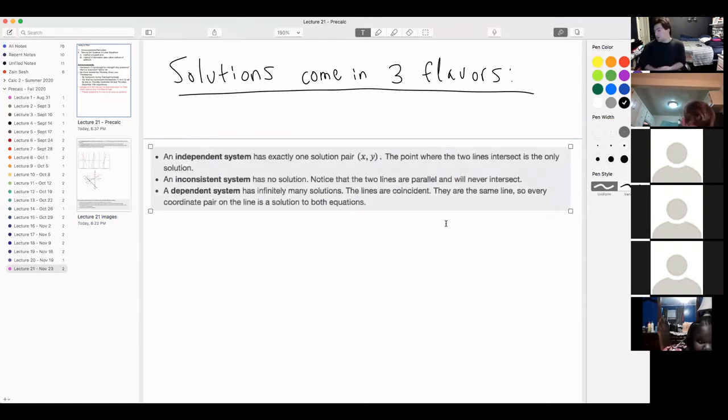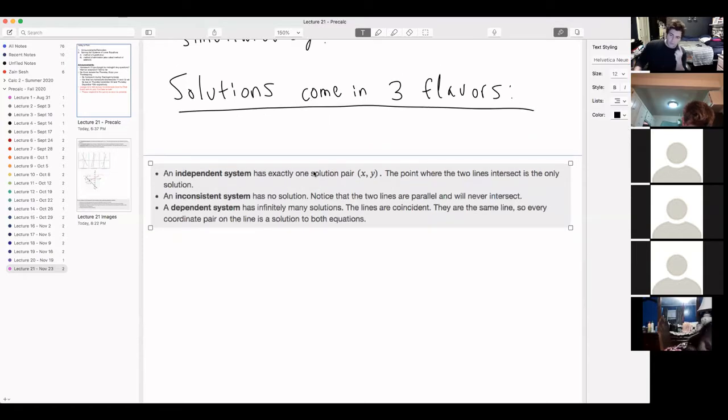One scenario is an independent system in which there is precisely one solution. That's the first possibility. Second is called an inconsistent system. It's when there's no solution. There are no XY coordinates that will satisfy the system. This will happen when the 2 lines are parallel and they never intersect. And the third and final possibility is something called a dependent system. It has infinitely many solutions.